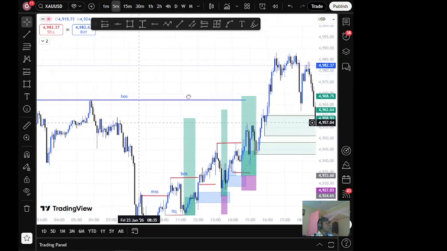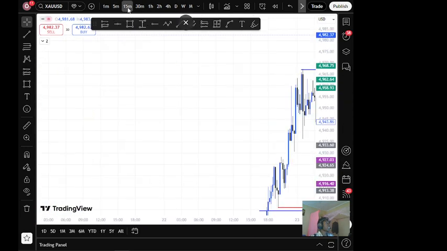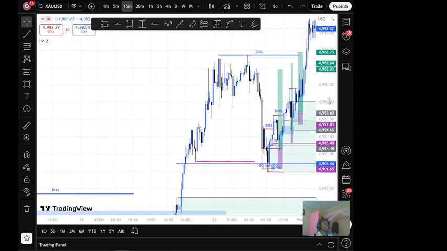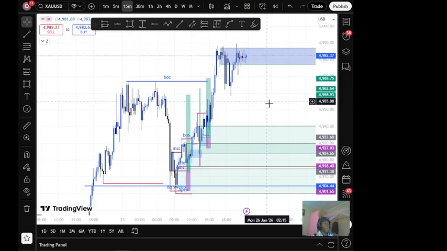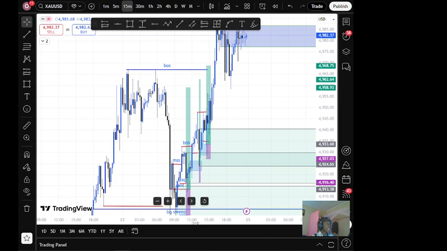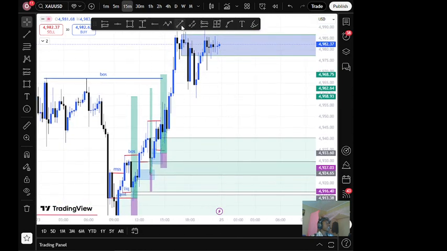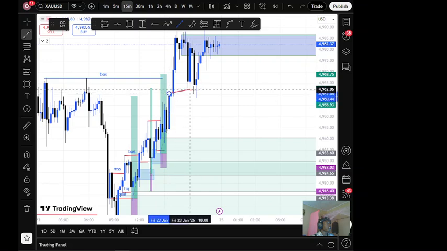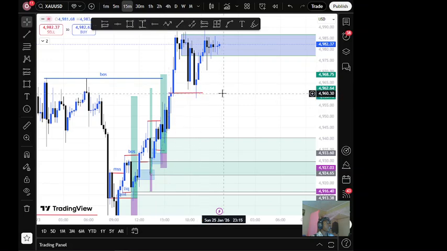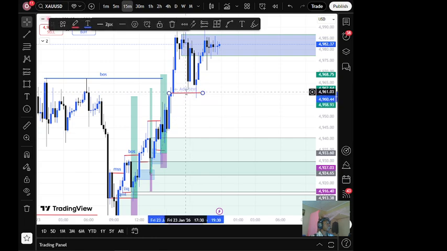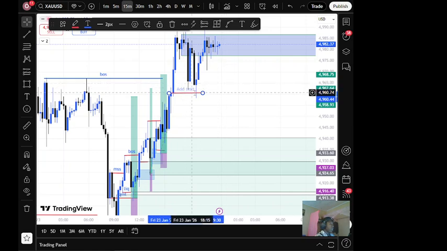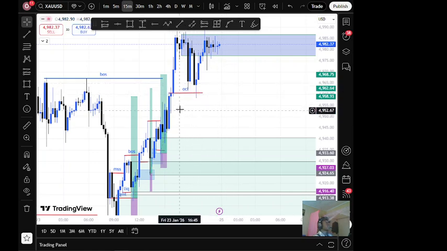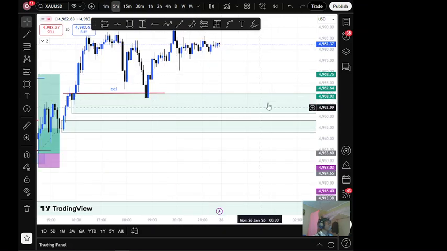So if you look at the 15-minute, you see that the price broke structure to the upward, but it reacted off from this OCL before going upwards. So come straight to 5 minutes.